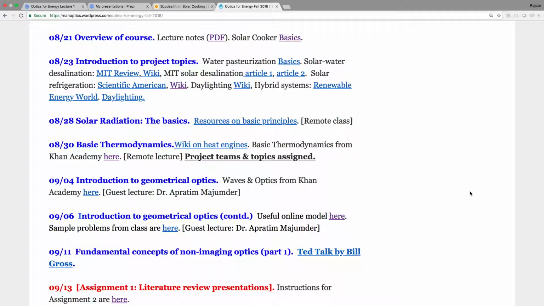Then there's something called non-imaging optics or non-geometric optics, which has to do with transportation of energy. It's a very interesting but very different type of design, and we'll talk about that later on, as you will see. We need to understand geometrical optics in order to understand non-geometric optics, so that's where we have to start.